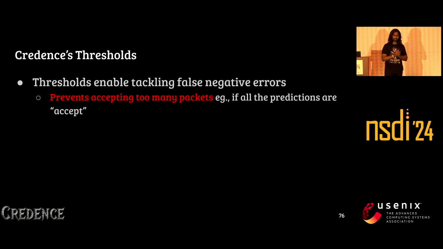Essentially, this prevents us from accepting too many packets into the buffer. For example, if the predictions are all accept, thresholds still prevent us from accepting too many packets into the buffer.